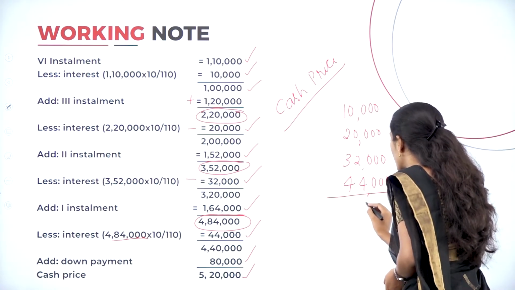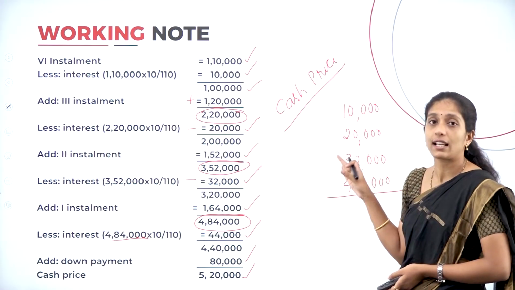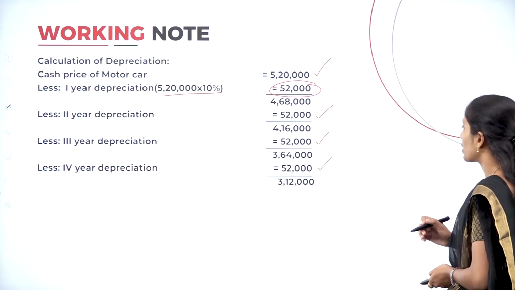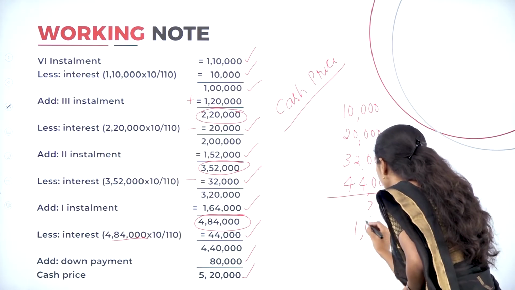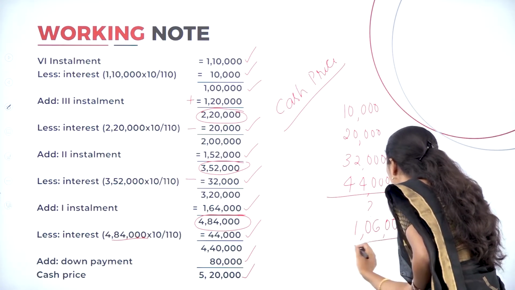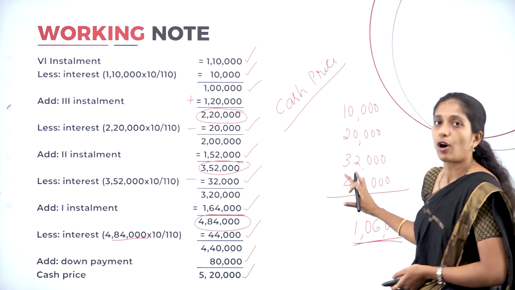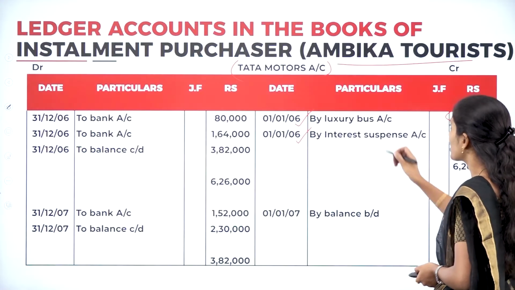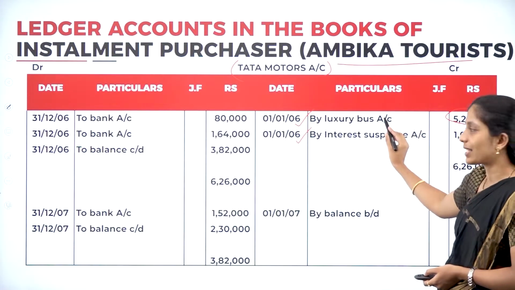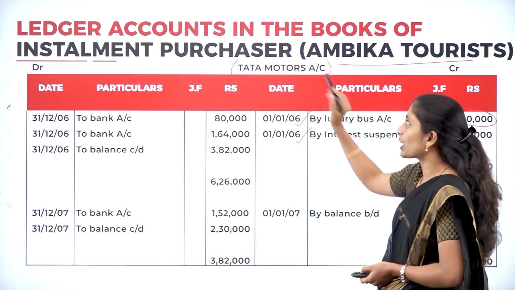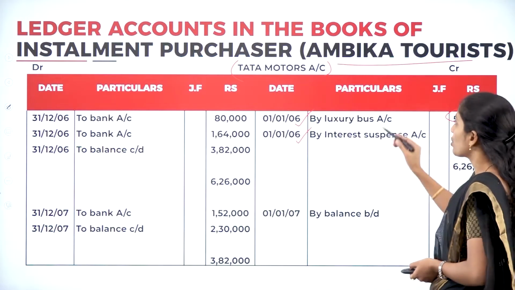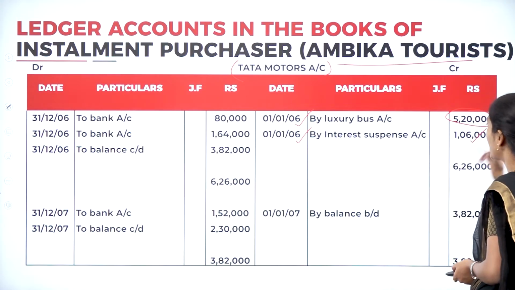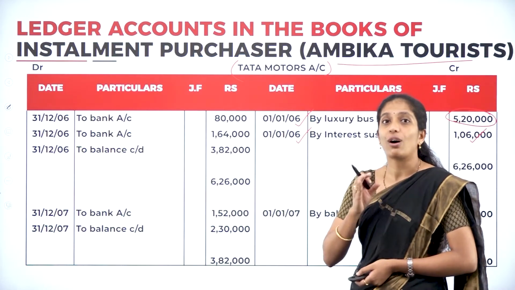So the total of this has to be recorded in interest suspense account. When you add, how much do you get? Interest suspense account is 1,06,000. So this much total amount, that is only the interest of all the years, has to be added and transferred to interest suspense account. So this is for purchase of assets. Your entry will be asset account debit, interest suspense account debit, to Tata Motors account. So by asset account 5,20,000, that is the cash price of the asset. Next, interest suspense account 1,06,000, that is the total of all years' interest.